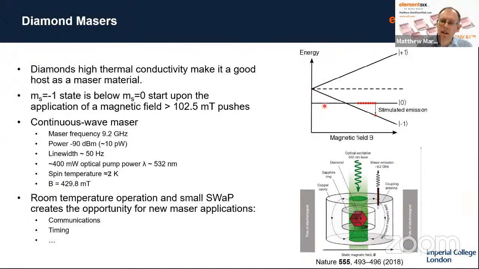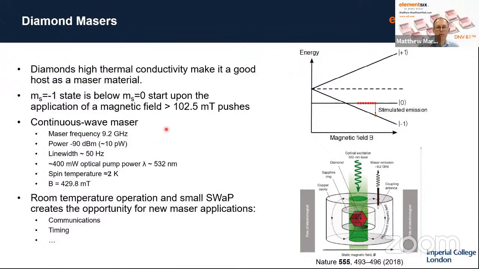This is the ground state. If you apply this magnetic field and you get a large enough magnetic field, you obviously push this -1 state down below the 0 state, creating a population inversion when you then pump it with a green light. The system itself is exactly the same as what I showed you earlier. So you've got your diamond, you've got a magnetic field large enough to create this population inversion. You pump it with your green light, and it's in some kind of resonator system.